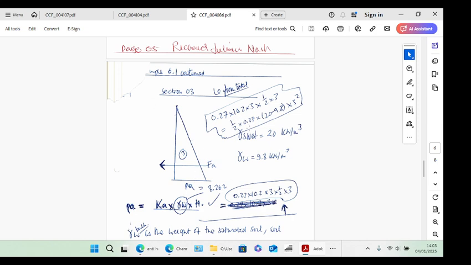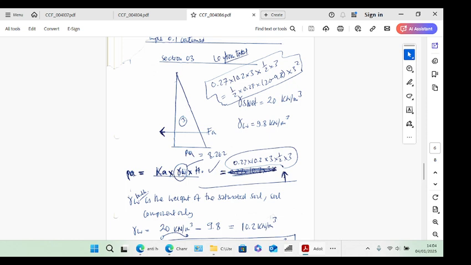So that is Ka times unit weight times 3, which is 10.2 times 3 times 0.27, and then the FA is PA times H, which is 3 times half, because it's a triangle. So PA equals Ka times 10.2 times 3, times half times 3.